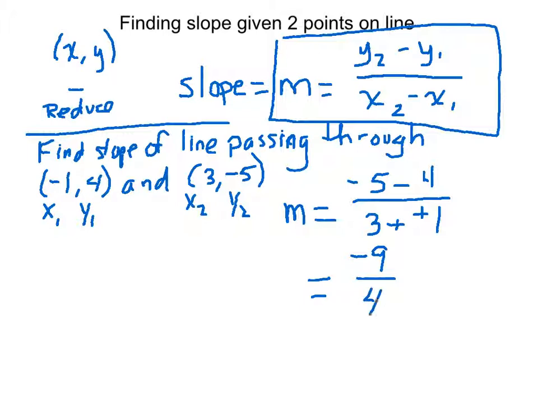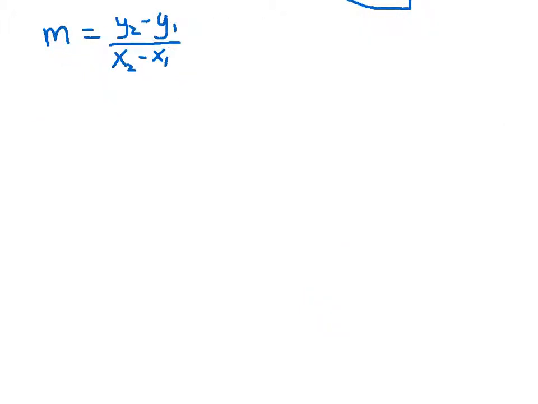That is 4. And then we just do a quick check. Can they reduce? Nope. Do we have a negative divided by a negative? Nope. So that is the slope of our line, and we are all done with that. All right, let's try another example.